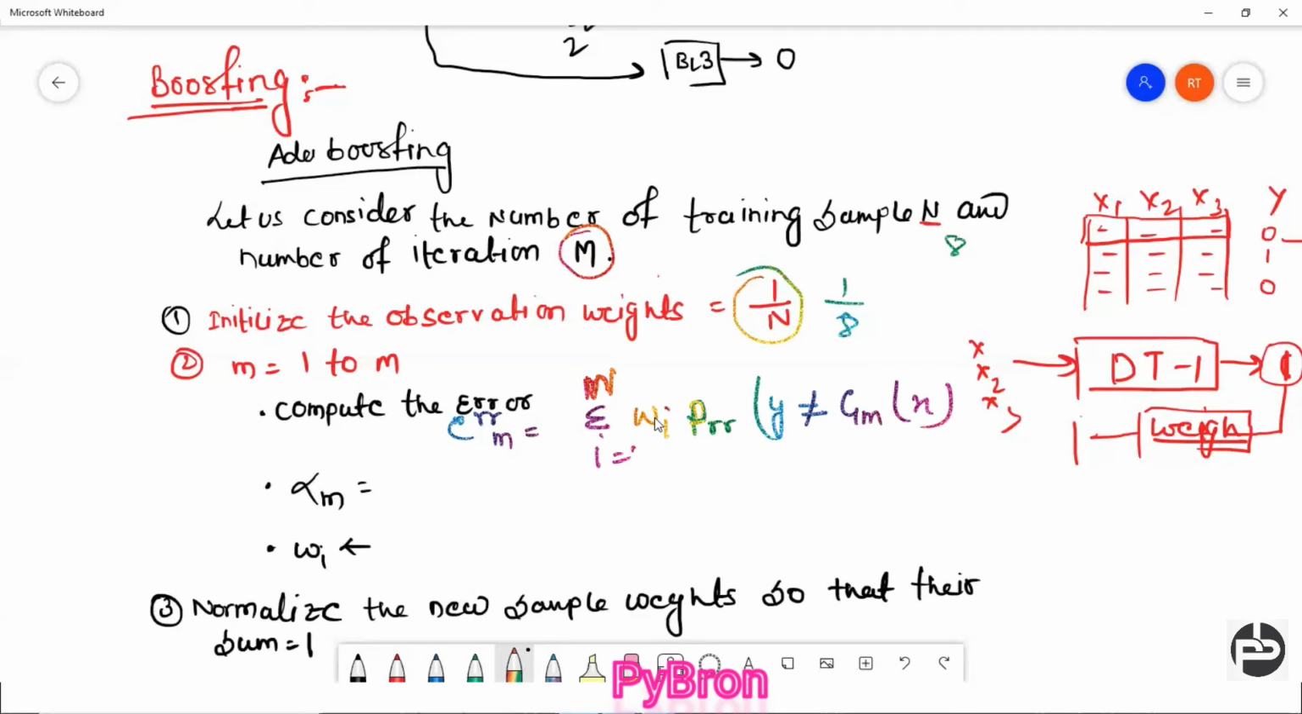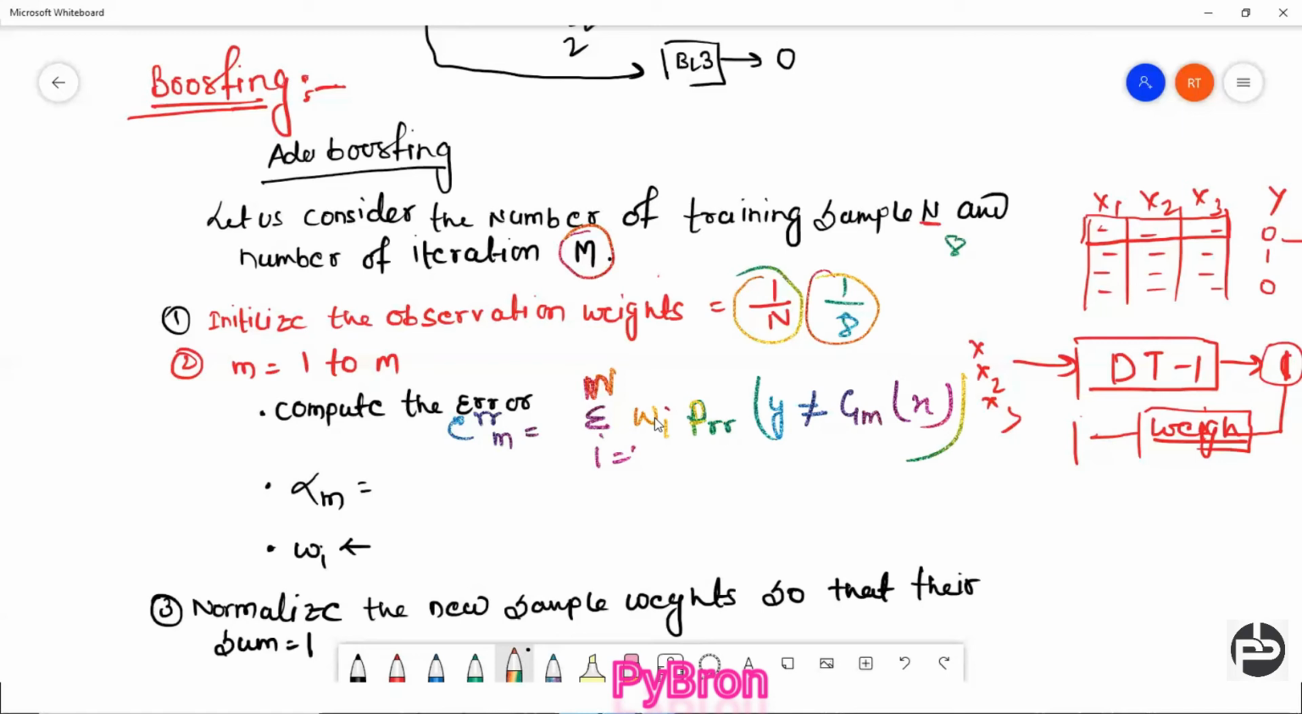So initially, in the first step, the weight is 1 by 8. Probability of not getting the expected output. So what is the probability that my expected output is not 0? Okay, so that is my probability. Hope you understood. With that we will calculate the error. Once you are able to calculate the error, then we have to calculate the alpha m value.